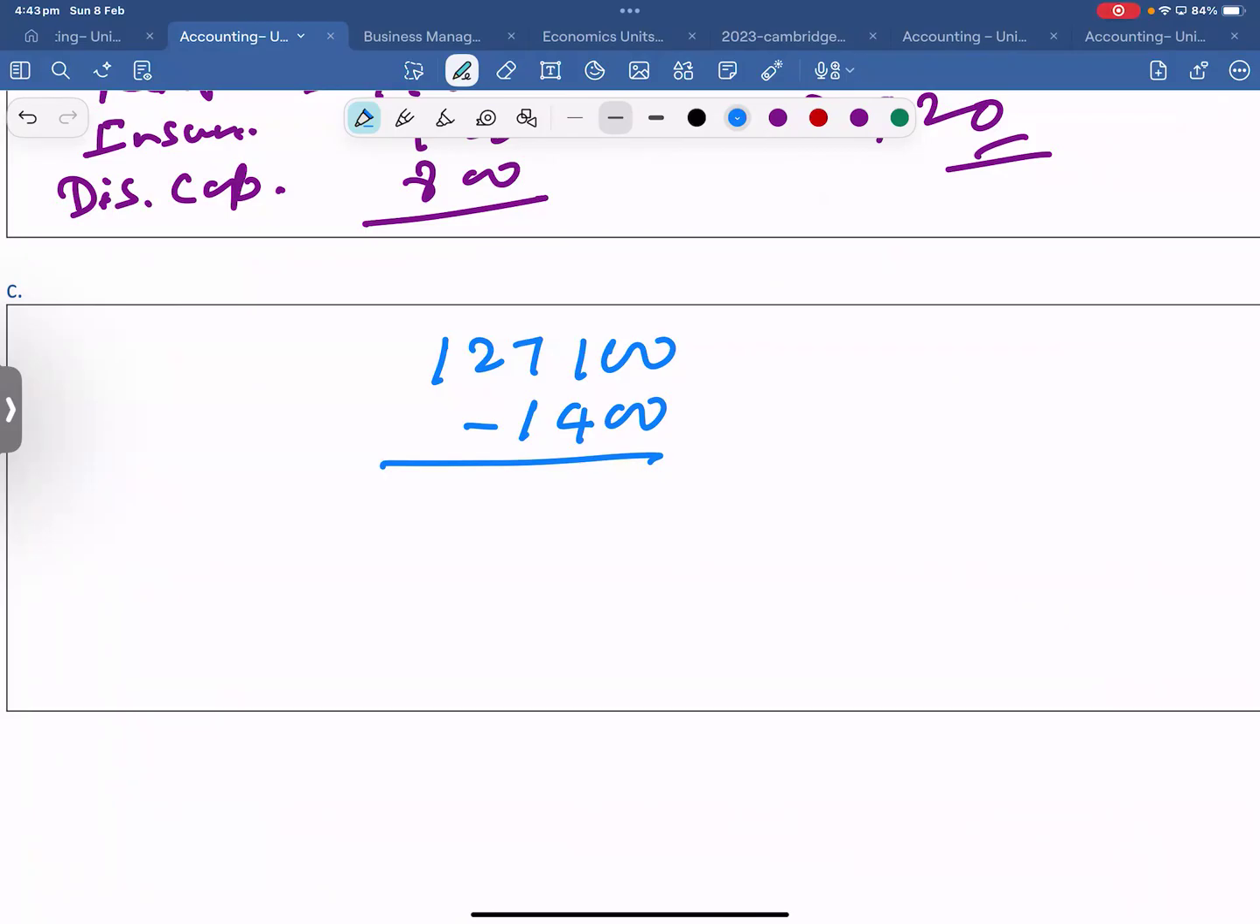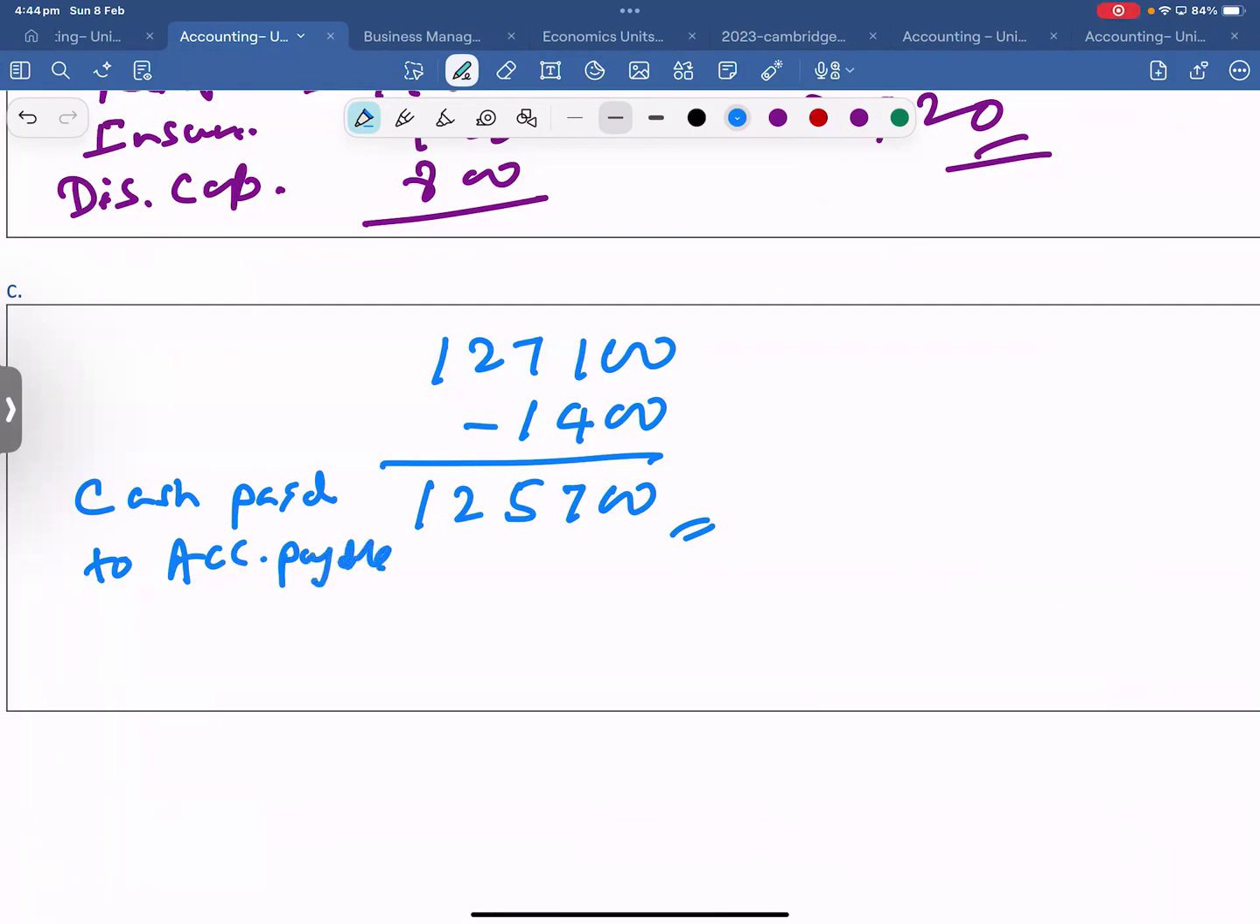Then we have to take away the discount to calculate the actual cash paid to the accounts payable. So 126, sorry, not 126, 125,700 is the cash paid to accounts payable. Right?